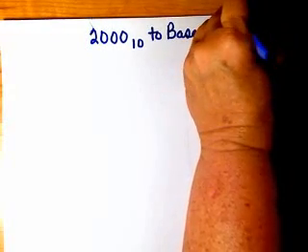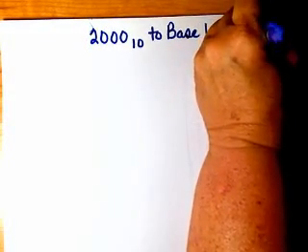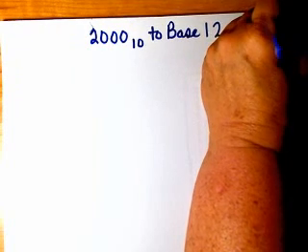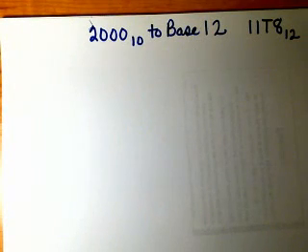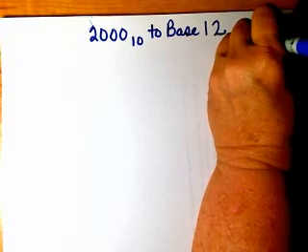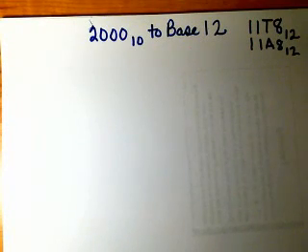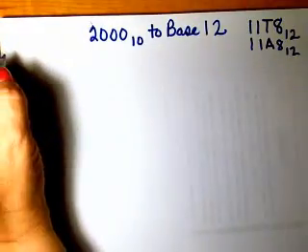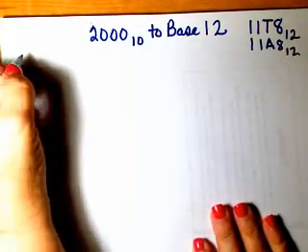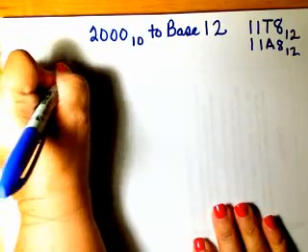Okay, did you get 1,1T8 base 12? Or if you use the other system that we had with the A's and B's, T represents 10, so you might have gotten 11A8 base 12. All the same thing. Alright, let's do the math and see if we can get it. So we have the number 2,000.